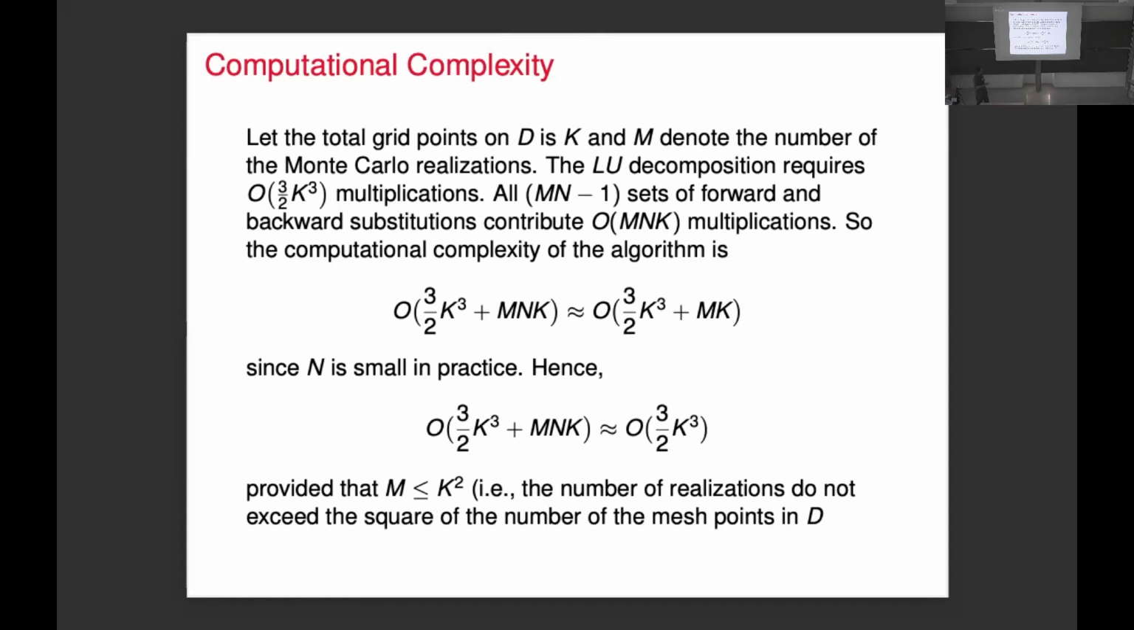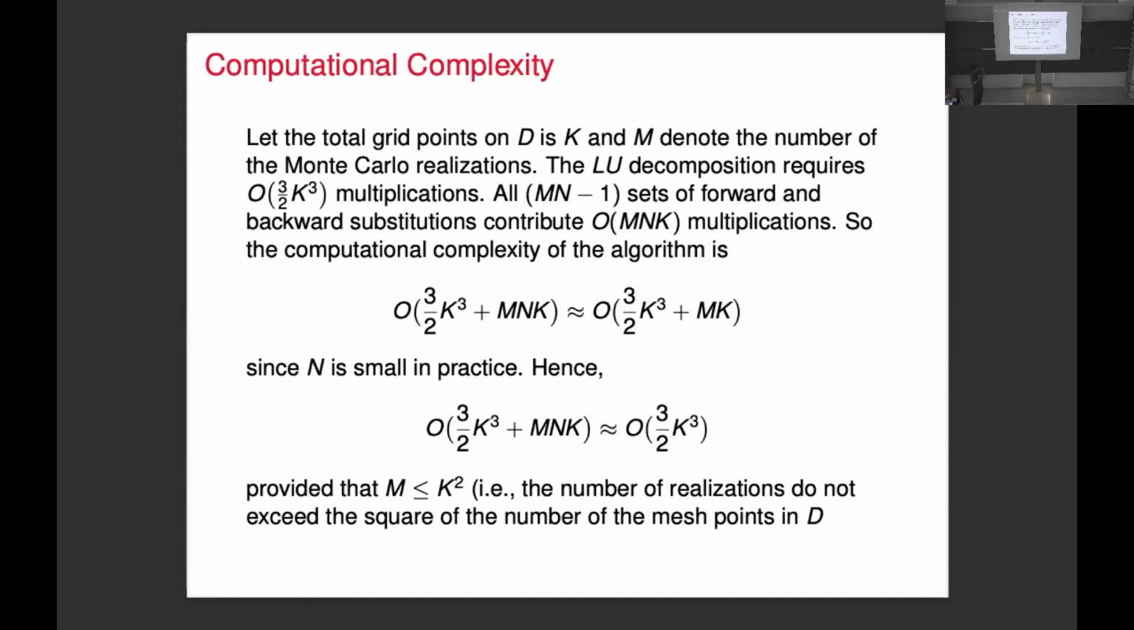Then we can look at it. Suppose your domain has capital K points. If you do the LU factorization, then the computational complexity is 3/2 KQ. Then you do the many backward and forward substitutions, which contribute to many multiplications. Then you add up, that's it.